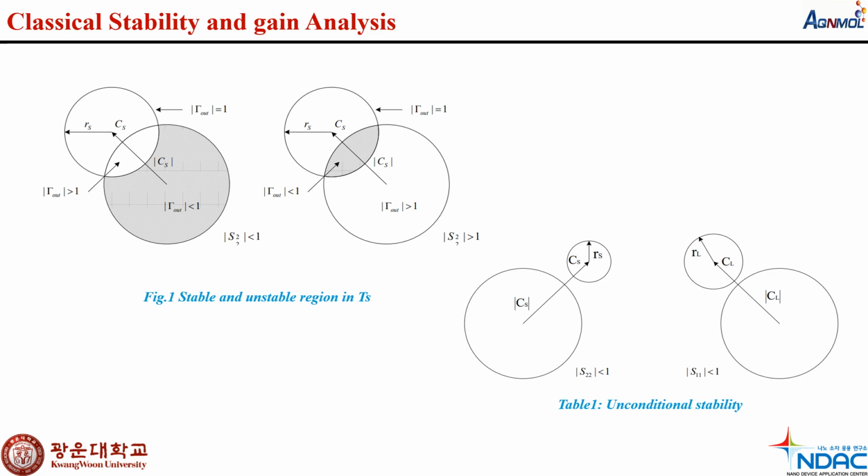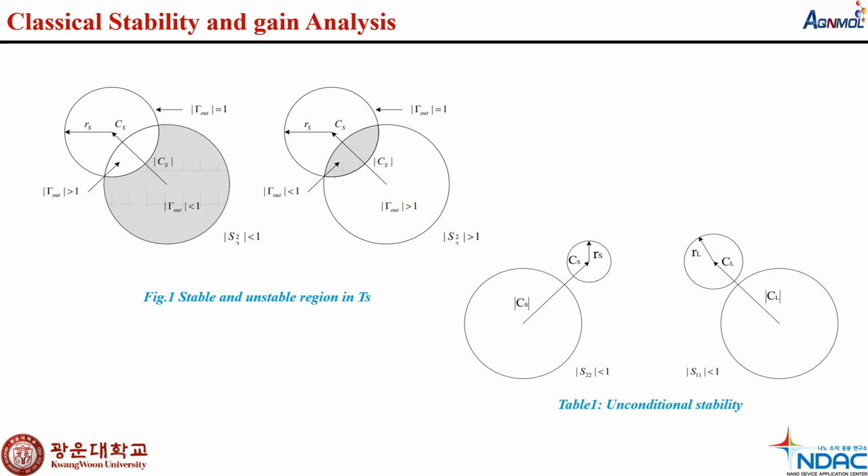So here we will focus on classical stability and gain analysis. In this slide, we will discuss amplifier stability. It is a crucial design factor. There are two types of stability, for example, unconditional stability and another one is conditional stability.